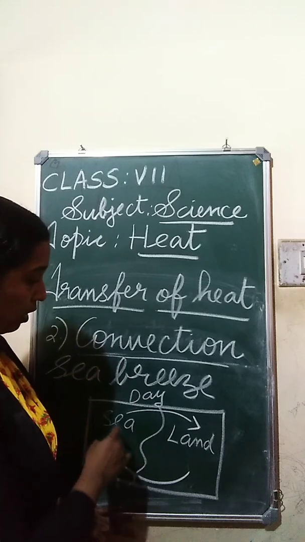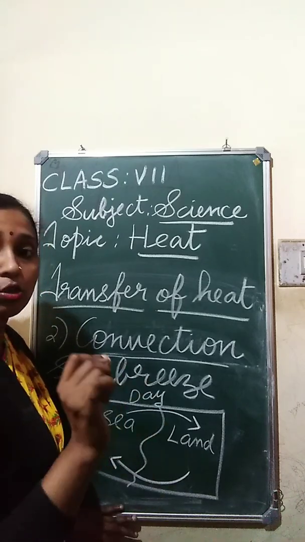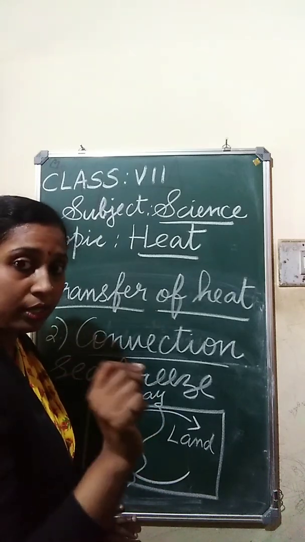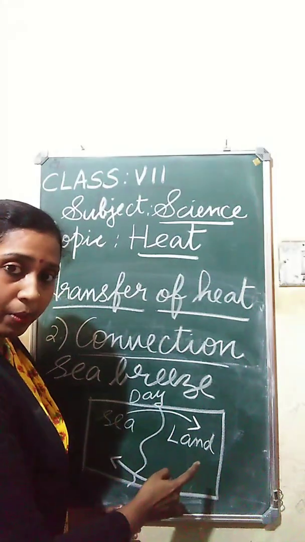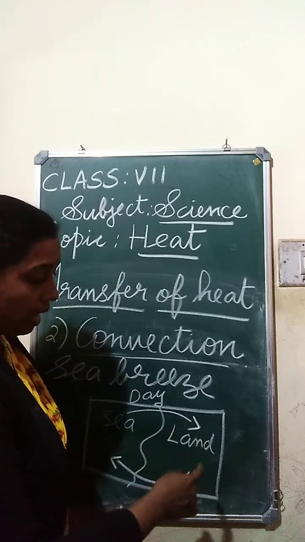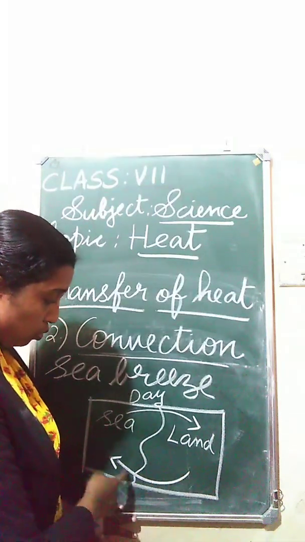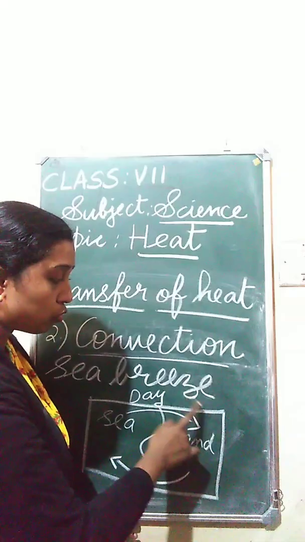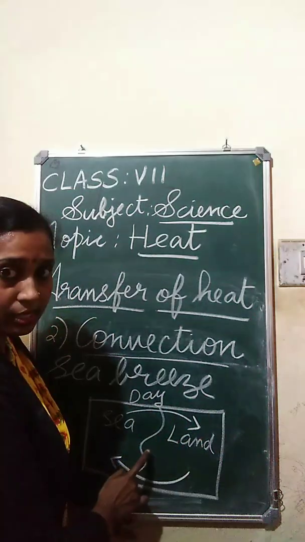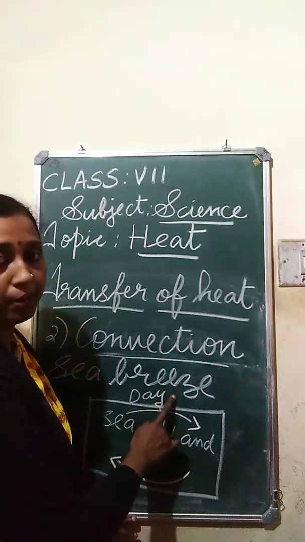So I'll repeat it. Sea breeze occurs only during daytime. During daytime the land gets heated faster, and what happens? The air also gets heated up, and the air from the land moves towards the sea, and the cold air from the sea moves towards the land, and this is known as sea breeze.